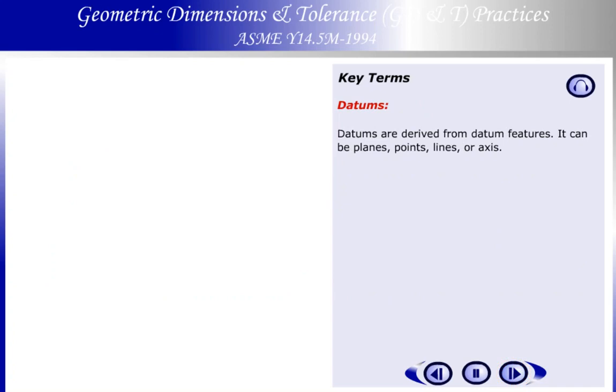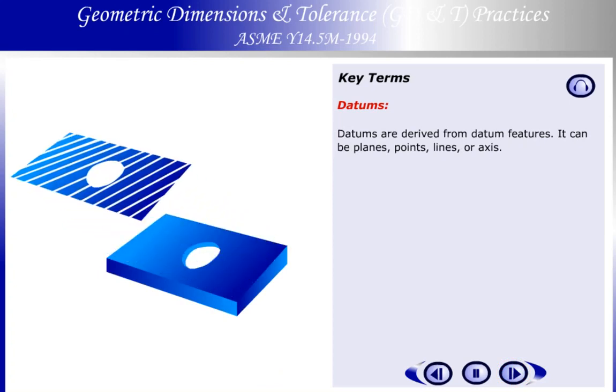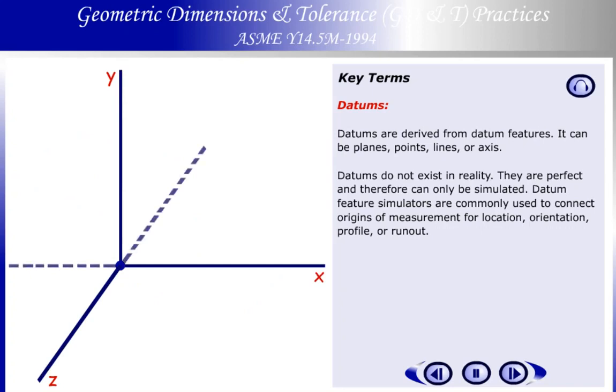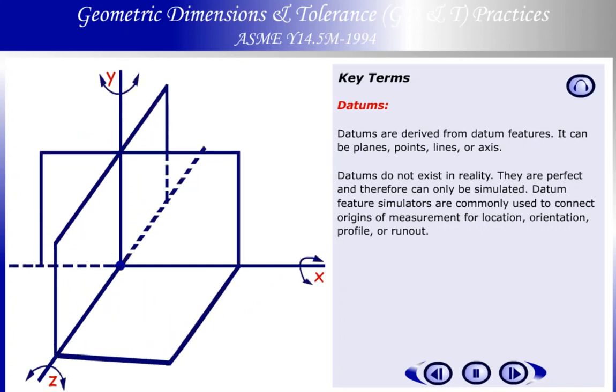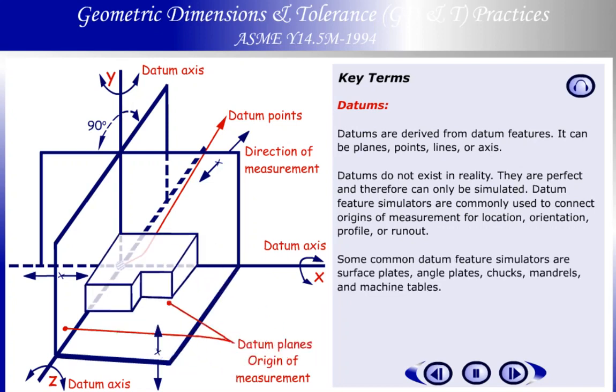Datum. Datums are derived from datum features. It can be planes, points, lines, or axes. Datums do not exist in reality. They are perfect and therefore can only be simulated. Datum feature simulators are commonly used to connect origins of measurement for location, orientation, profile, or runout. Some common datum feature simulators are surface plates, angle plates, chucks, mandrels, and machine tables.